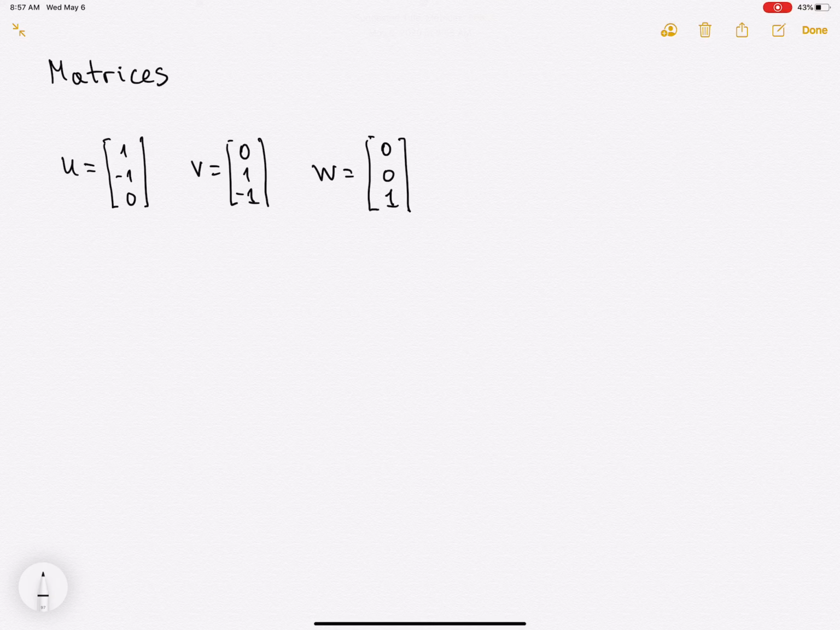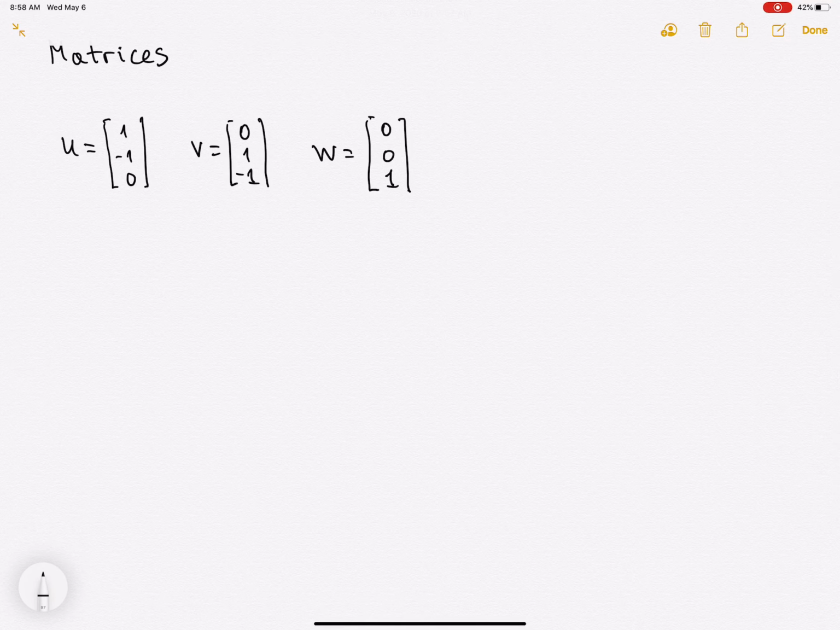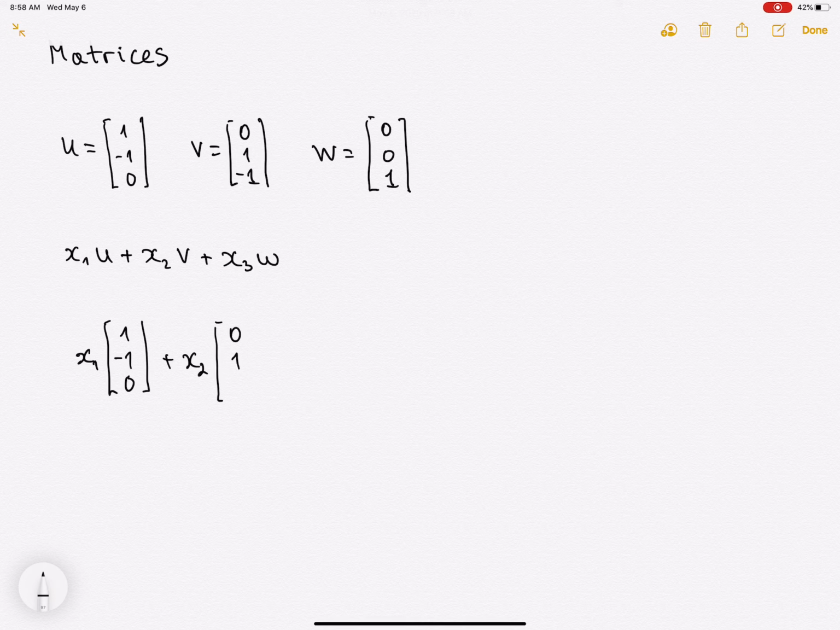If we consider a general linear combination of these three vectors, it could look like this. It could be x1u plus x2v plus x3w. Let me write that with the vectors inside. So that is x1 multiplying the first vector, 1, -1, 0, plus x2 multiplying the second vector, 0, 1, -1, plus x3 multiplying the third vector, 0, 0, 1.